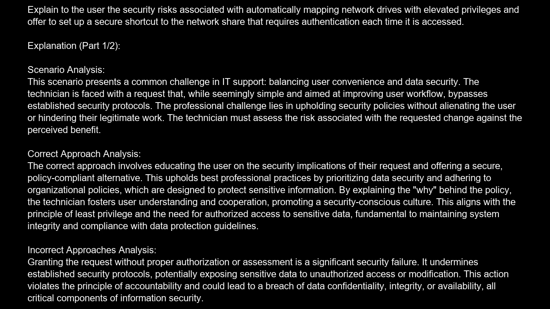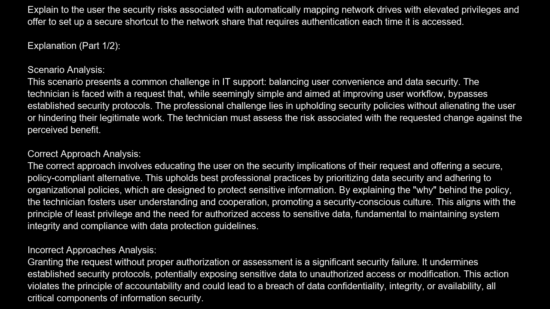Correct approach analysis. The correct approach involves educating the user on the security implications of their request and offering a secure, policy-compliant alternative. This upholds best professional practices by prioritizing data security and adhering to organizational policies, which are designed to protect sensitive information. By explaining the why behind the policy, the technician fosters user understanding and cooperation, promoting a security-conscious culture. This aligns with the principle of least privilege and the need for authorized access to sensitive data, fundamental to maintaining system integrity and compliance with data protection guidelines.